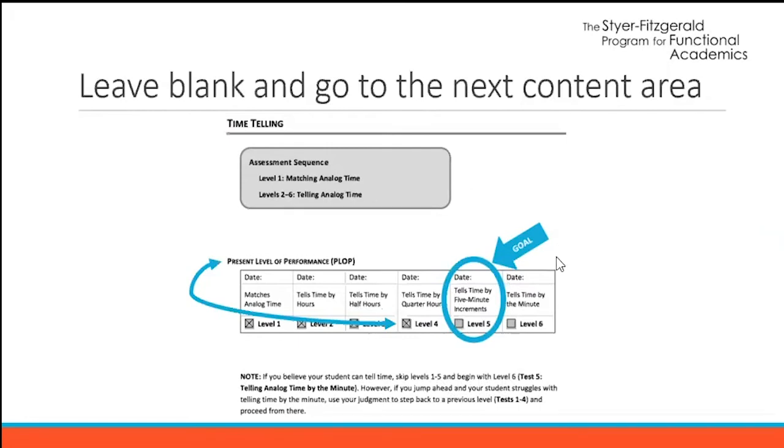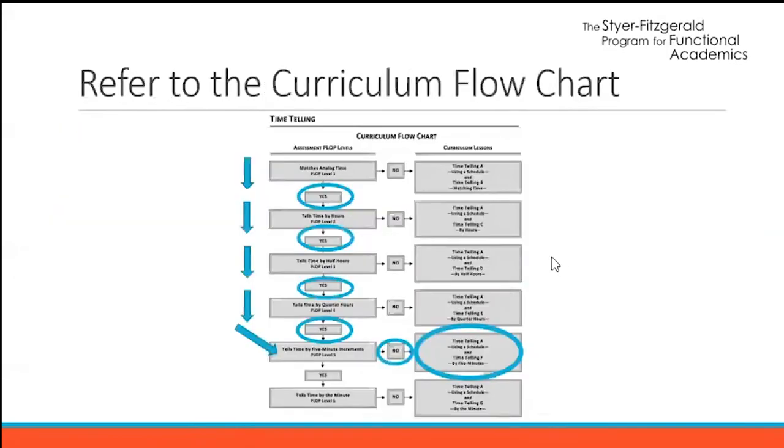So now I'm going to look at the curriculum flow chart. We matched analog time, yes, go to the next assessment. We told time by the hour, yes, go down to the next assessment. We told time by the half hours, yes, go down to the next assessment, and on until we got to 5-minute increments, and we did not meet criteria on that. So that was a no. Now we're going to move across, and it's going to tell us the curriculum lessons that we're going to teach: time telling A and time telling F.